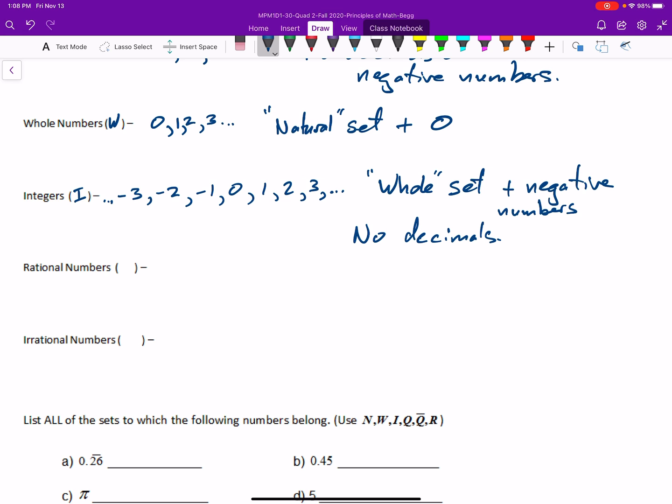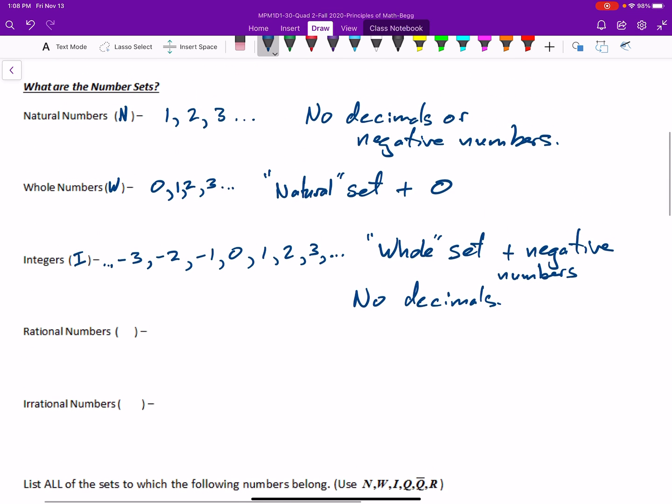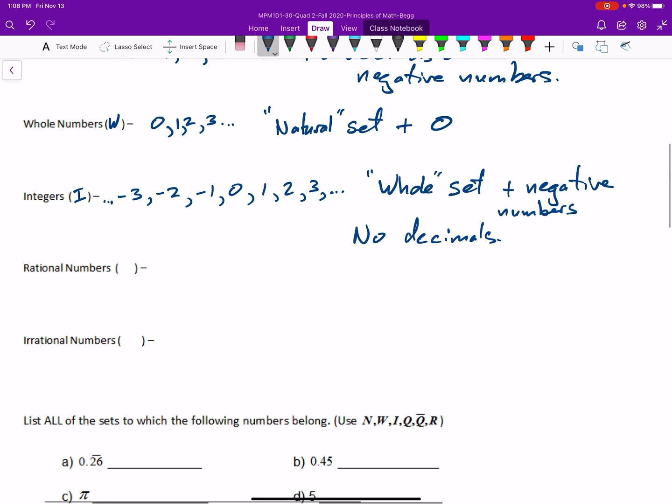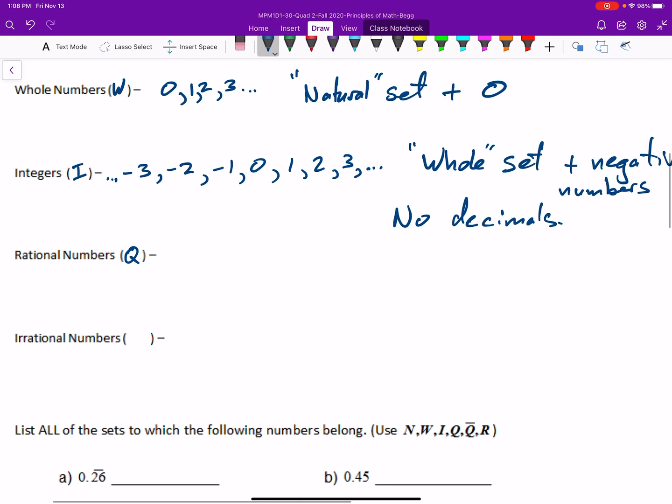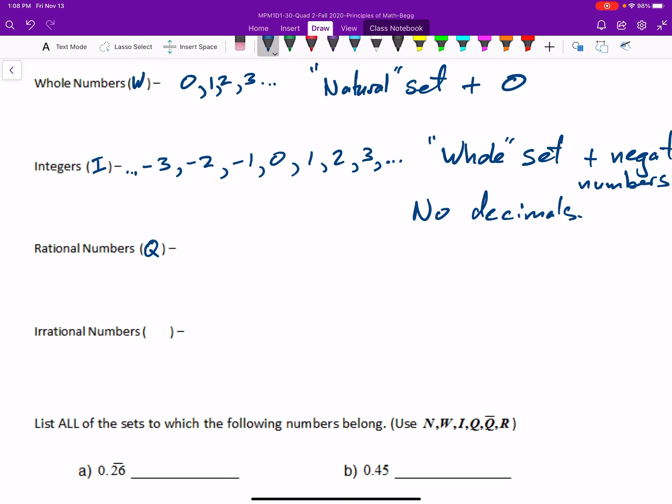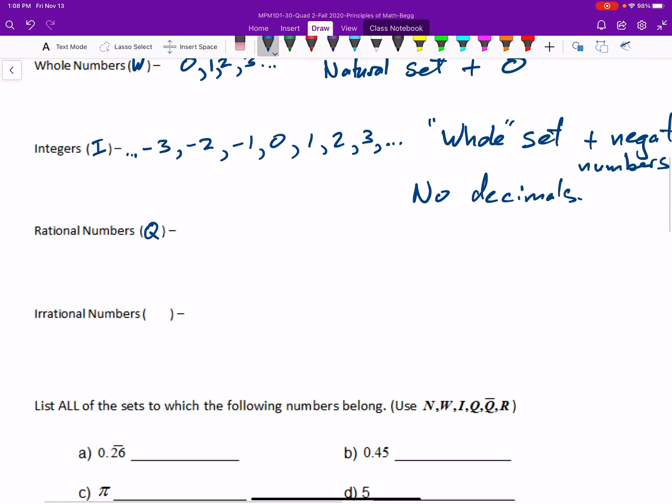Okay, rational numbers, the one that we just talked about, we're going to actually use the letter Q for that. And the reason we use the letter Q is because R has already been taken by another number set called the real number set. And real numbers are basically any number at all that we can think of anyway. So we use Q for rational numbers. So they can be any decimal, positive or negative. Well, actually, not any decimal. Any number that can be written as a fraction, positive or negative.